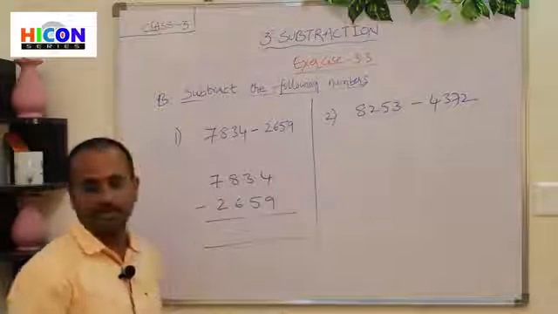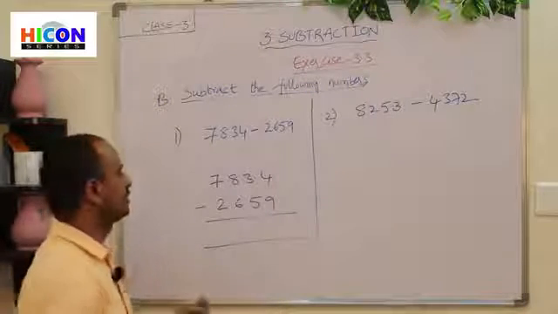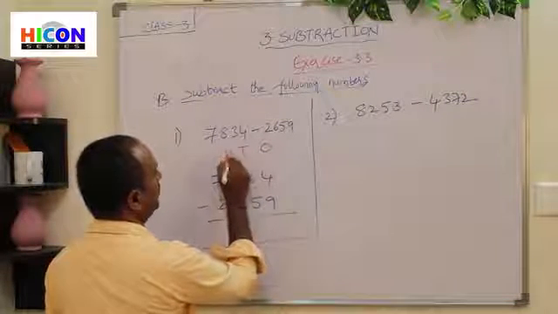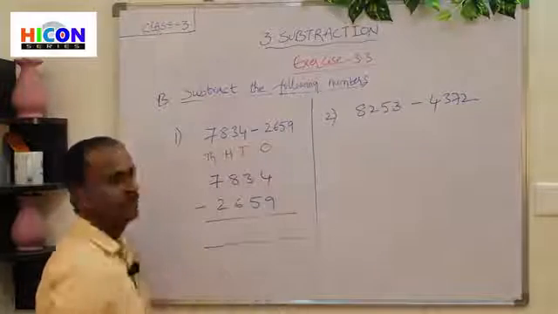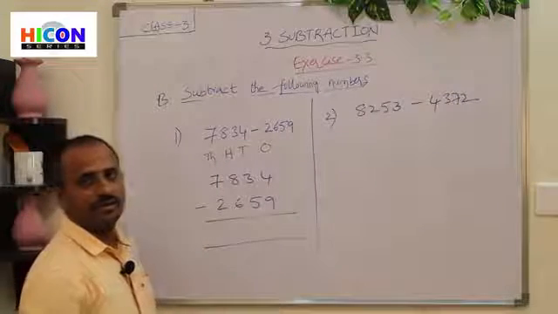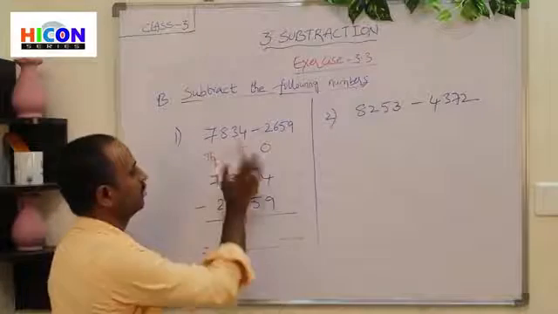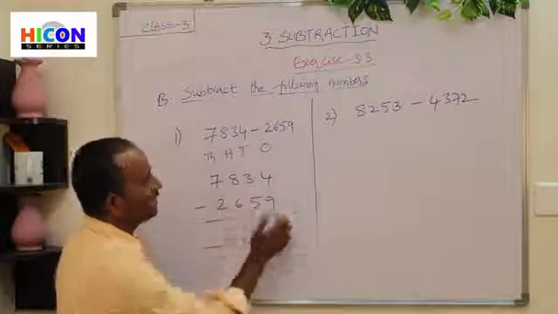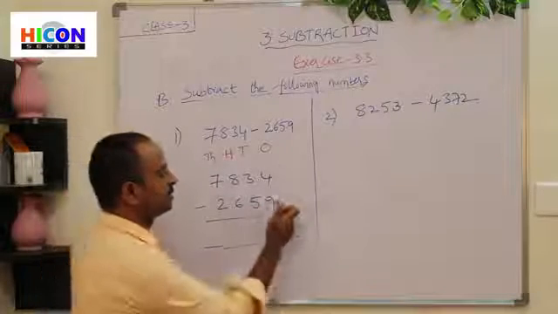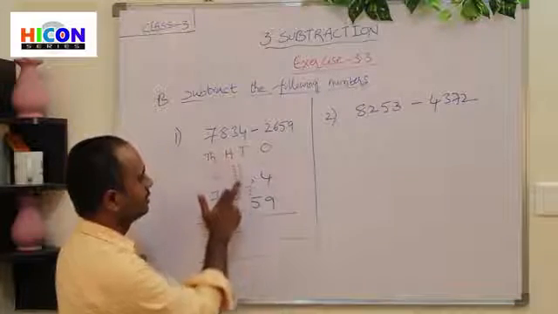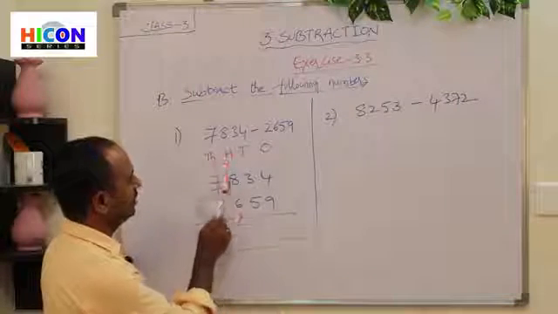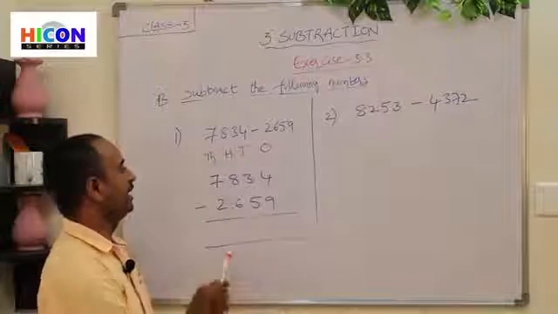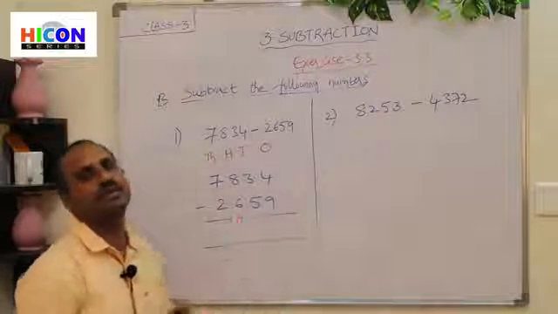And also write the places. So this is ones place, this is tens place, this is hundreds place, and this is thousands place. So in this way we have to arrange the two numbers one below the other, and the digits should be arranged in their corresponding places. That means ones digits should be under ones place, tens digits under tens place, hundreds digits under hundreds place. So the places should not be altered while arranging the two numbers one below the other.